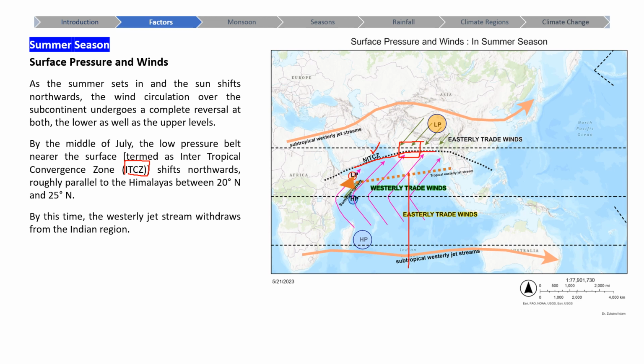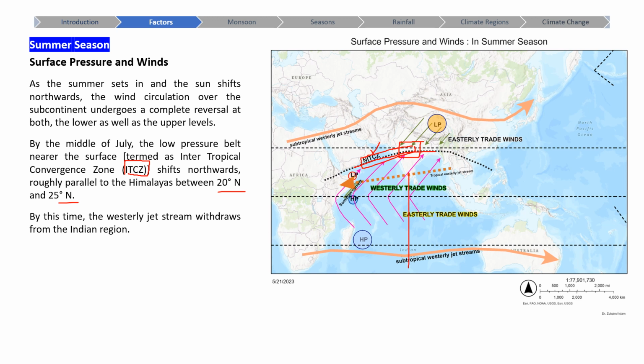This is known as the NITCZ, the North Intertropical Convergence Zone. So this is basically a system, a system which is driven by the movement of the sun. When the sun moves towards the north at the Tropic of Cancer, the position of NITCZ is here, roughly 20° north to 25° north.